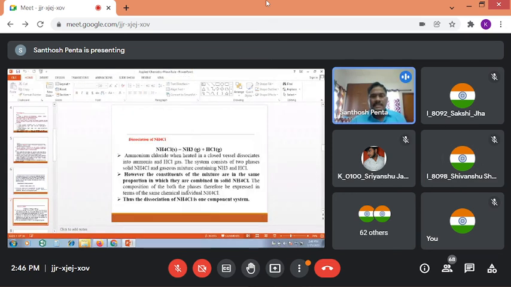Now, that is another example. Another example I am discussing is ammonium chloride, which gives rise to ammonia plus HCl. See here, ammonium chloride when heated in a closed vessel dissociates into ammonia and HCl gas. The system has two phases: solid ammonium chloride and a gas phase containing ammonia and HCl. However, the constituents of the mixture are in the same proportion in which they are combined in solid ammonium chloride. The composition of both phases can therefore be expressed in terms of the same chemical individual, ammonium chloride. Thus, the dissociation of ammonium chloride is a one component system.